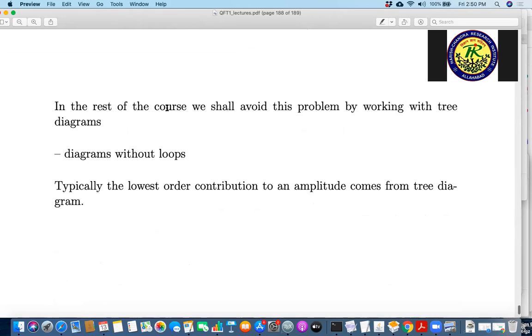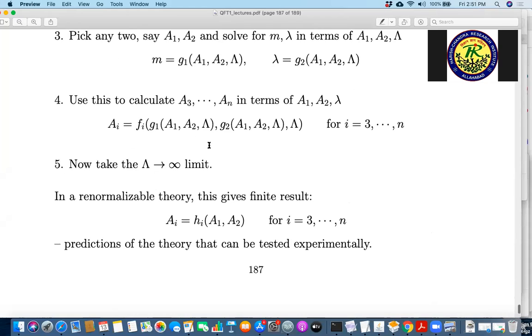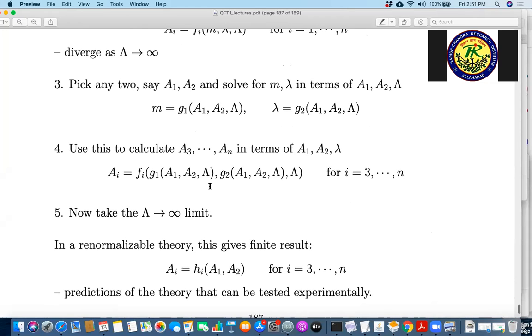Okay, so in the rest of the course, we will basically avoid this problem by working with what we call tree diagrams. These are diagrams without loops. Typically the lowest order contribution to an amplitude comes from tree diagrams, right? That's why you basically work only at the lowest order, so you don't worry about loops and renormalization. But this will form part of the quantum field theory 2 course: understanding how to renormalize, and how to carry out this procedure that I described here in more explicit detail.